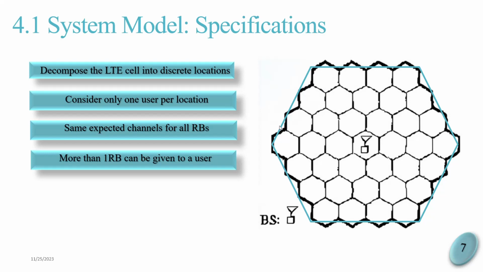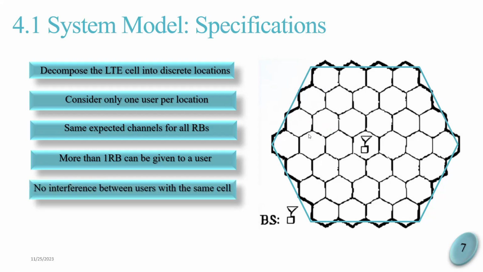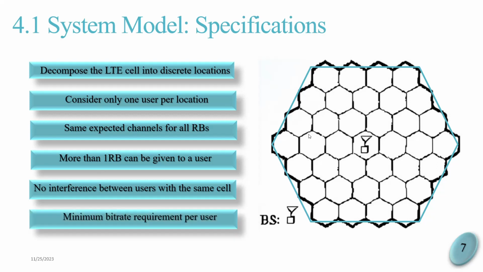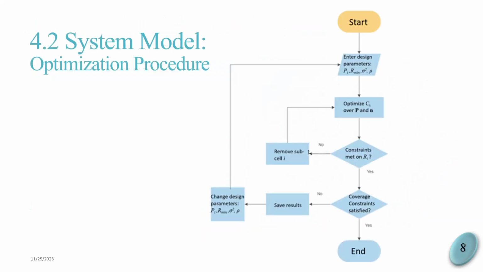We consider that one user may have more than one resource block. So if a channel is weak, we can propose to give more than one resource block in order to attain a minimum bit rate, and so we can consider that the subcell is covered. We consider that we have no interference between users within the same cell, and also no interference in between cells. Of course, each user must have a minimum bit rate. If not, we consider that the location or the subcell is not covered. This is the system model.